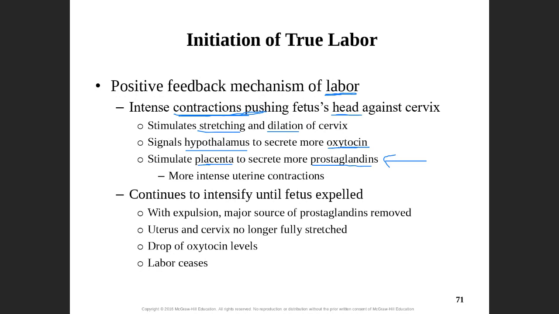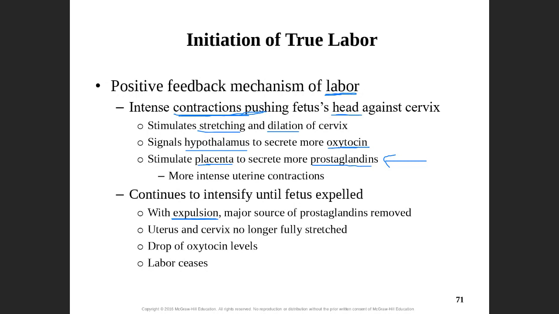So as you know, with true labor, in the beginning those contractions will start off relatively weak and infrequent. And then as this positive feedback mechanism continues on, we'll start to see an increase in frequency and an increase in the intensity of the contractions, until finally, once the fetus has been expelled from the uterus, we've taken away our stimulus. There's no more baby's head pushing on the cervix. Baby's no longer inside mom, so it's not giving its oxytocin over to mom's bloodstream. So we're going to see a significant decrease in oxytocin.